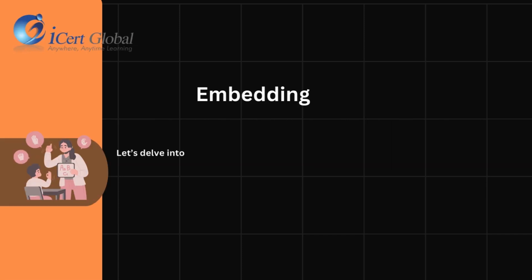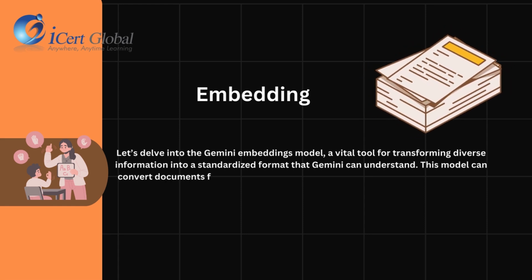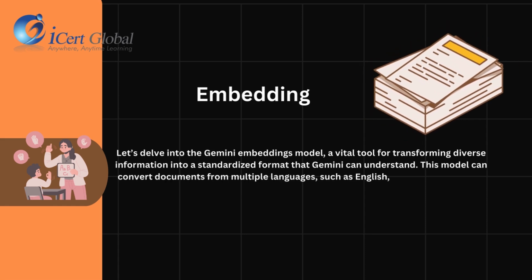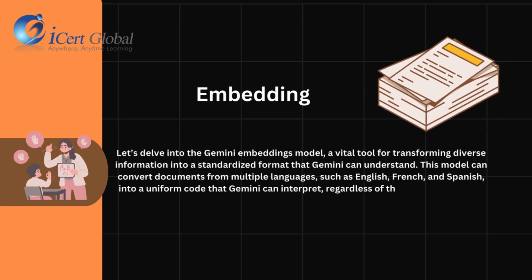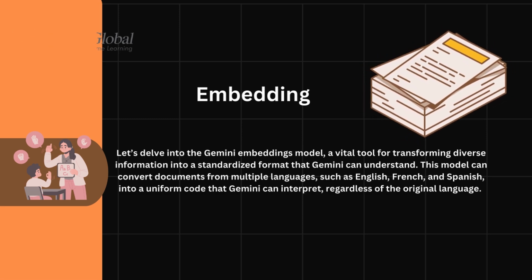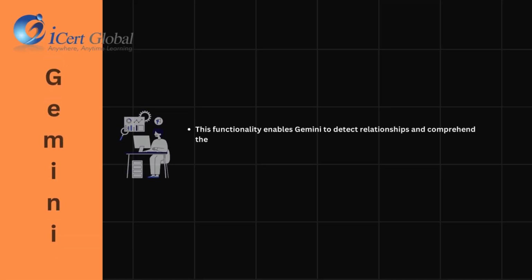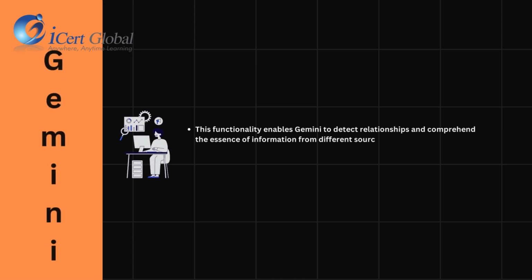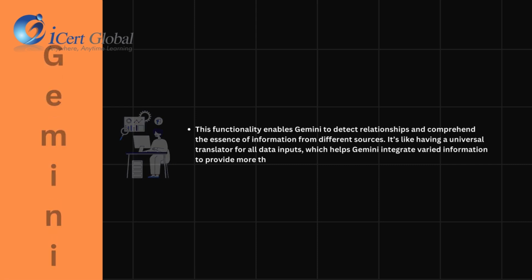Embeddings. Let's delve into the Gemini embeddings model, a vital tool for transforming diverse information into a standardized format that Gemini can understand. This model can convert documents from multiple languages, such as English, French, and Spanish, into a uniform code that Gemini can interpret, regardless of the original language. This functionality enables Gemini to detect relationships and comprehend the essence of information from different sources. It's like having a universal translator for all data inputs, which helps Gemini integrate varied information to provide more thorough answers to your questions.